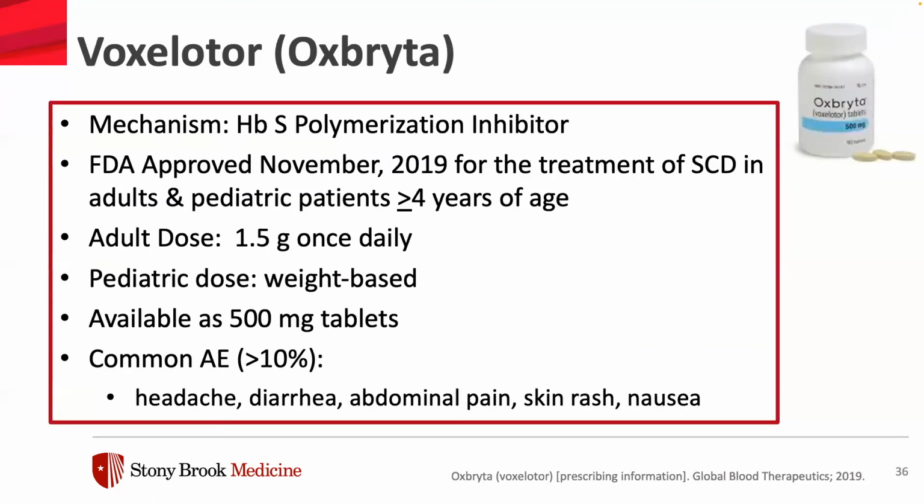Next, we have the medication voxelotor, or Oxbryta, and this is a hemoglobin S polymerization inhibitor. It was FDA approved in November of 2019 for the treatment of sickle cell disease in adults and pediatric patients at least 4 years of age. It was originally at least 12 years of age, but just this December of 2021, it got FDA approved in children at least 4 years of age as well. The adult dose is about 1500 milligrams once daily, and the pediatric dose is weight-based. It can range anywhere from 600 milligrams once daily to 1500 milligrams once daily once they weigh at least 40 kilograms. It's also available as 500 milligram tablets, and the side effects are pretty mild, anywhere from mild GI upset to a skin rash.